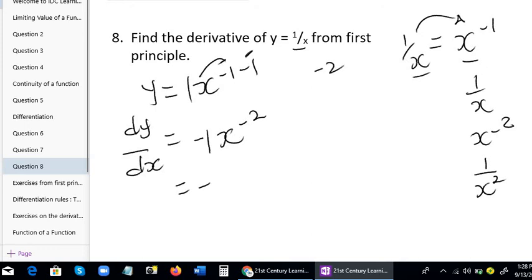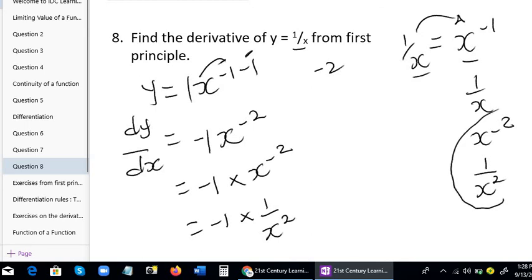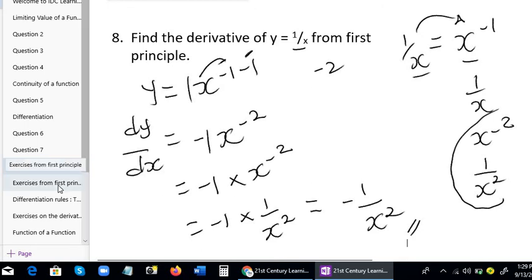Alright, so minus 1 times x to the power minus 2. Minus 1 times x to the power minus 2 is same thing as 1 over x raised to power 2. I explained it here. So my final answer, minus 1 times 1 will be minus 1 over x squared. Okay, I hope that is clear. If I'm too fast, you can gently rewind this video and just look at it again.